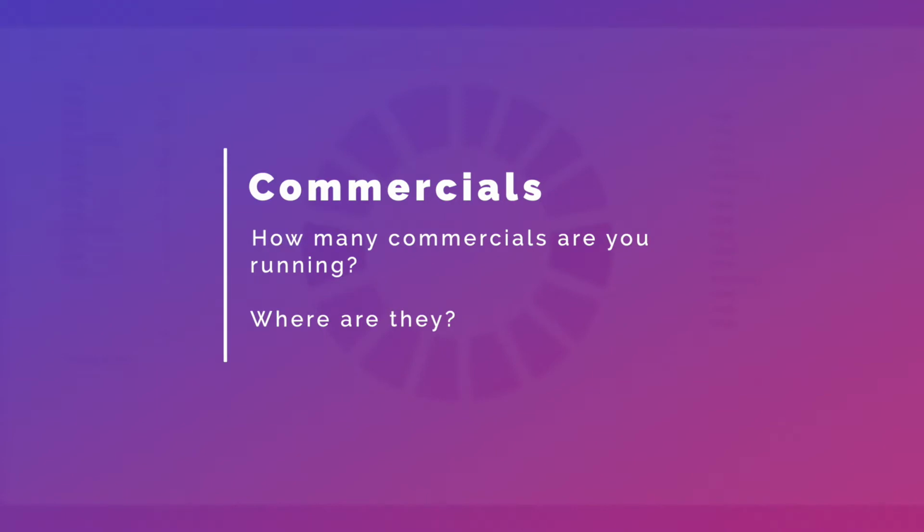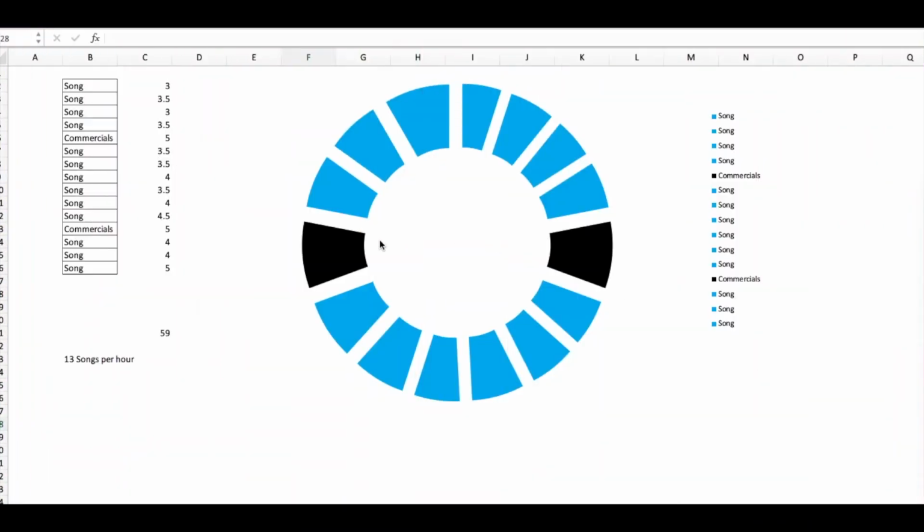How many commercials are you running and where are they? Well, I put 2 stop sets in. So roughly going at a 15 and 45, 2 minutes early. So it's kind of like 13 and 43. That's where they are. And we're making 13 songs per hour. If you wanted to make it differently, maybe there are 4 minutes of commercials and a 30-second promo and a 30-second PSA or something, whatever you want to do.